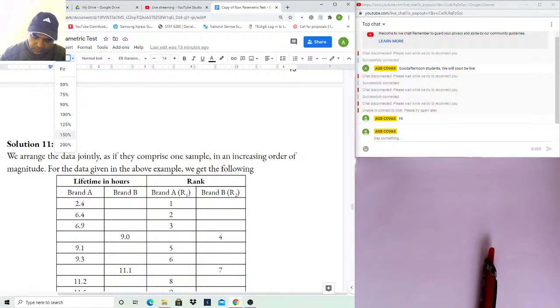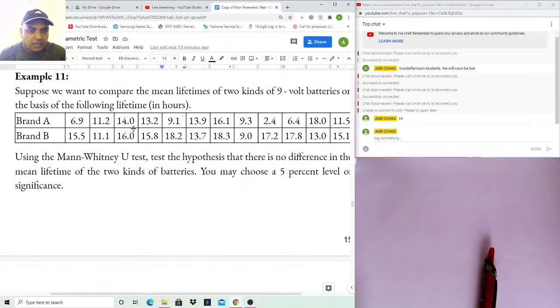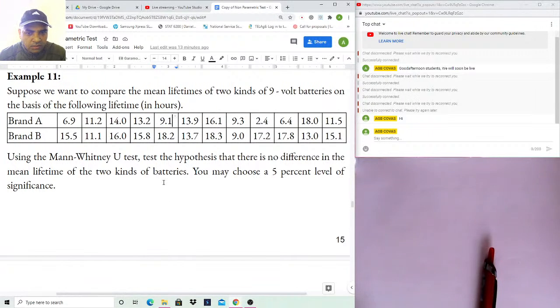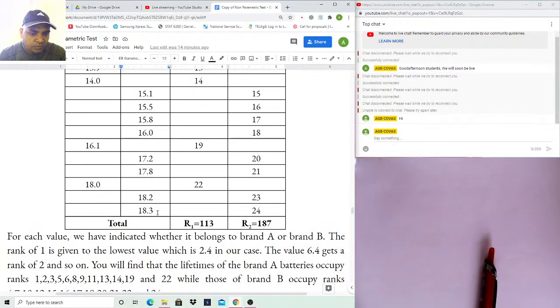So what we will do is arrange this data in increasing order from the two brands, right? Which is the lowest value? This is 2.4. So we will start from 2.4 and go up to the highest value, say for example, this 18.2. So 2.4 is from brand A. Then comes 6.4, which is also from brand A. Then 6.9, which is from brand A. Then 9 comes, which is from brand B. Then 9.1, 9.3, then 11.1. Like this, we will arrange these values up to 18.3.